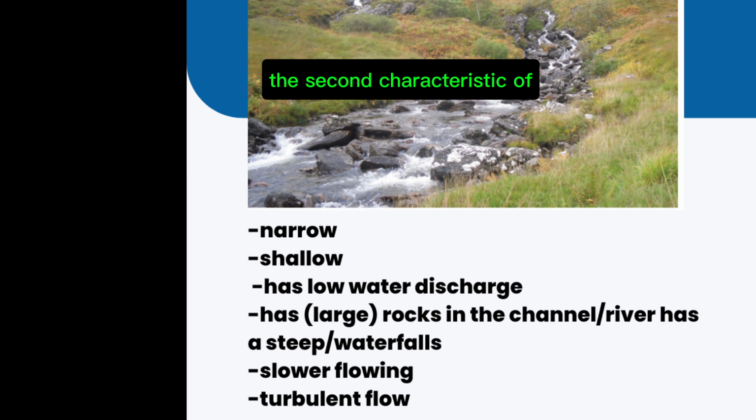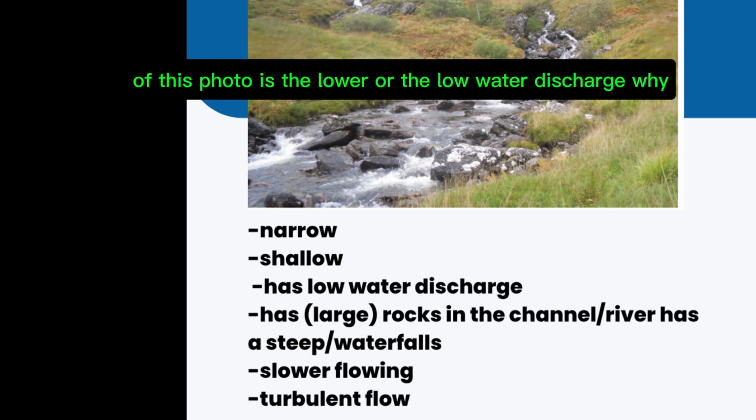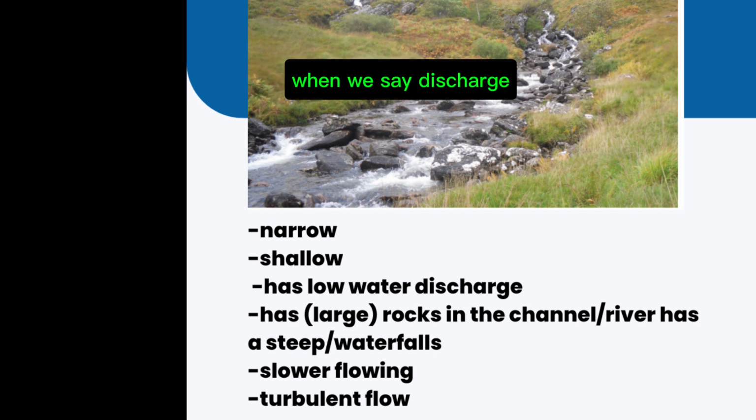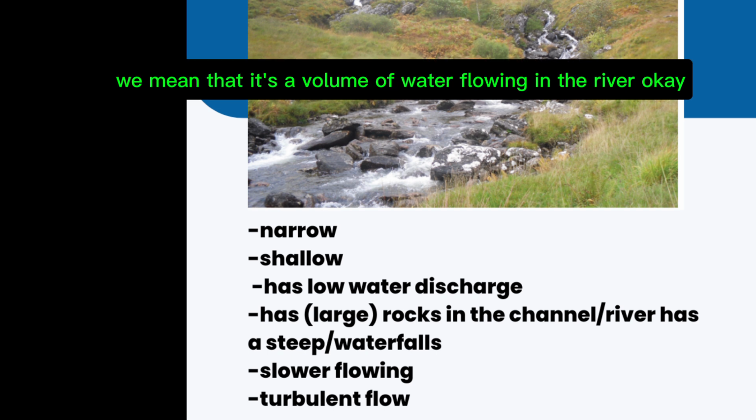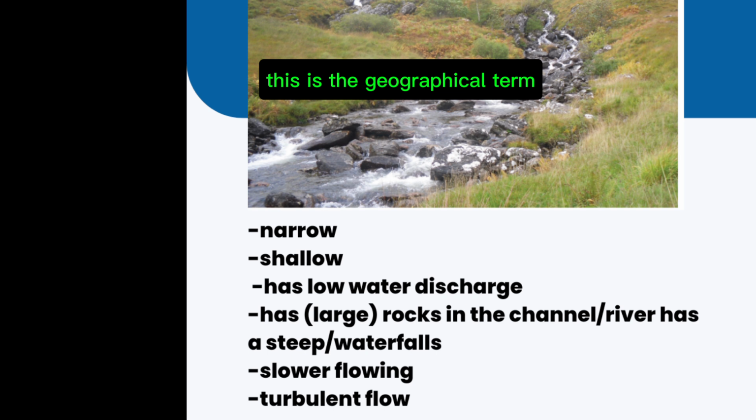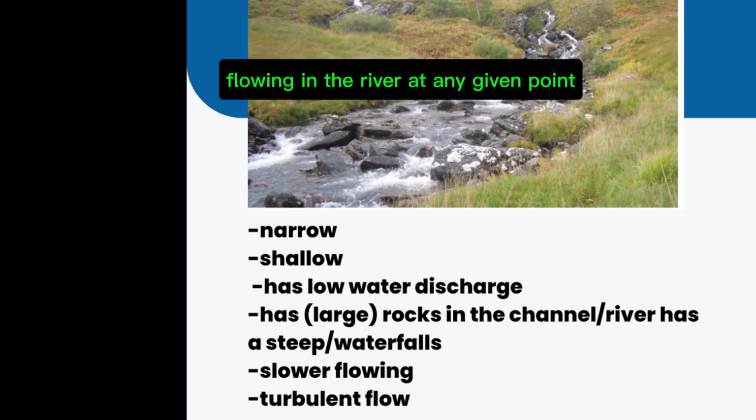The second characteristic of this photo is the lower water discharge. Why? When we say discharge, we mean the volume of water flowing in the river. This is the geographical term. Discharge is the volume of water flowing in the river at any given point.